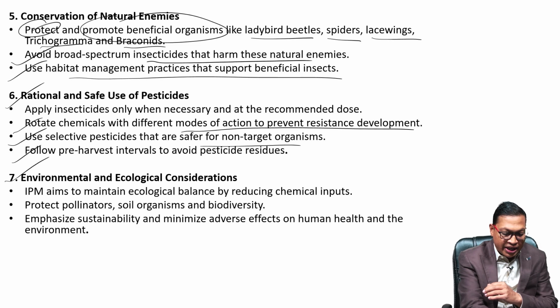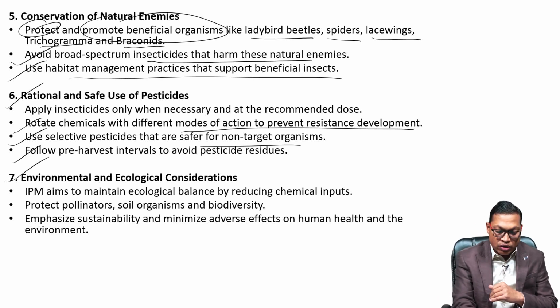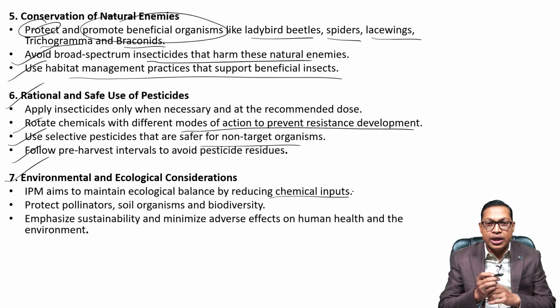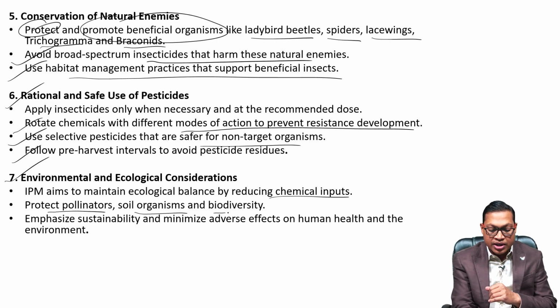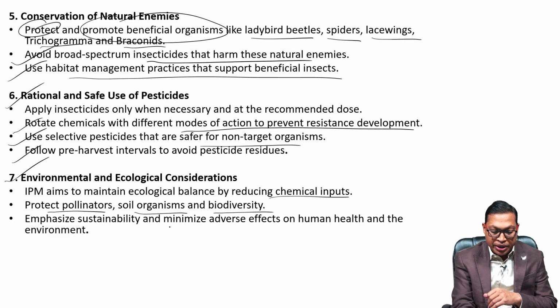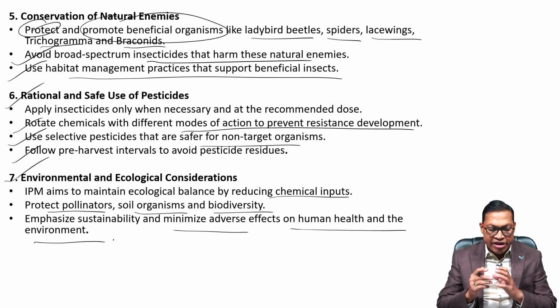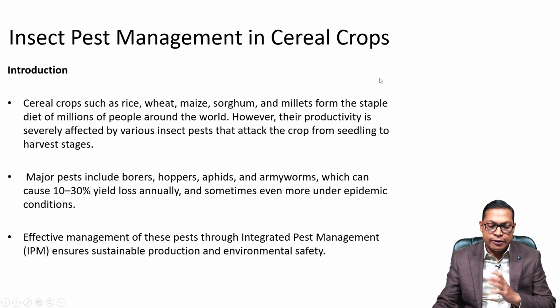Then environmental and ecological considerations. IPM aims to maintain ecological balance by reducing the chemical inputs. Here we are minimizing the dose and quantity of the chemical inputs. We have to protect the pollinators, soil organisms and the biodiversity also. Then emphasize sustainability and minimize adverse effects on human health and environments. So, these 7 principles we can follow for insect pest management.